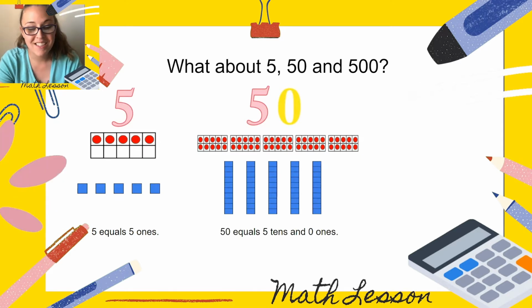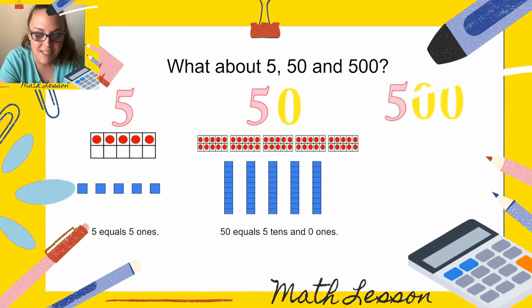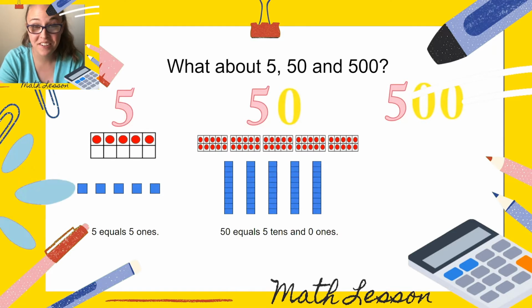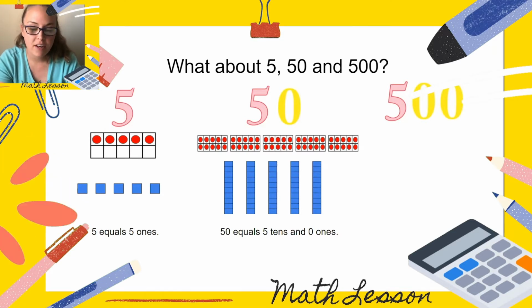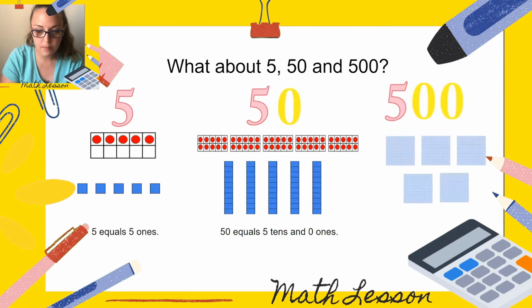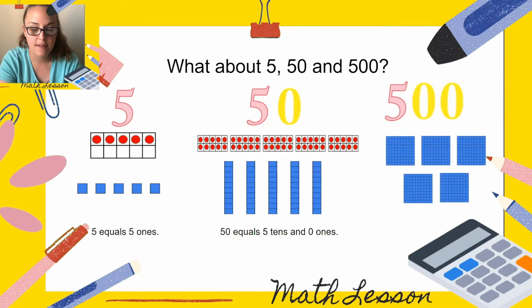But we still have an even larger number to handle next. And that number is 500. How is this number different than 50? Did you say it has another 0? If so, that's the right idea. 500 has 2 zeros. And what does that mean for us? Well, it means that when we model it, we have to use hundreds flats.